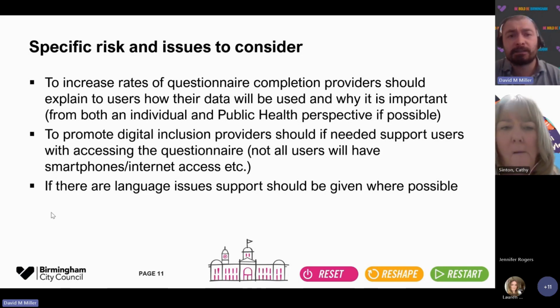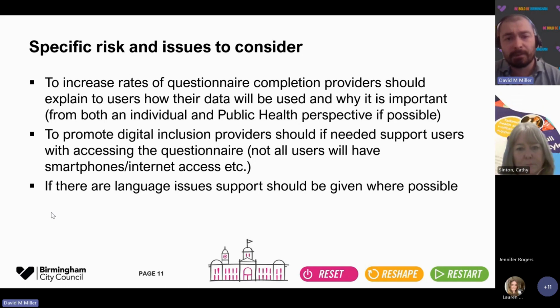So, specific risks and issues to consider. To increase rates of questionnaire completion, providers should explain to users how their data will be used and why it is important, from an individual and public health perspective, if possible. In terms of the individual, that's just making sure they understand that you as a provider can be trusted with their data. And from a public health perspective, that's providing a little context of why completing this questionnaire is ultimately going to improve health outcomes for people. You just need to frame that really positively, I think.